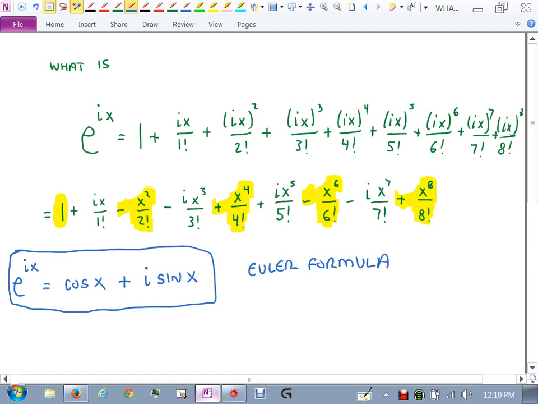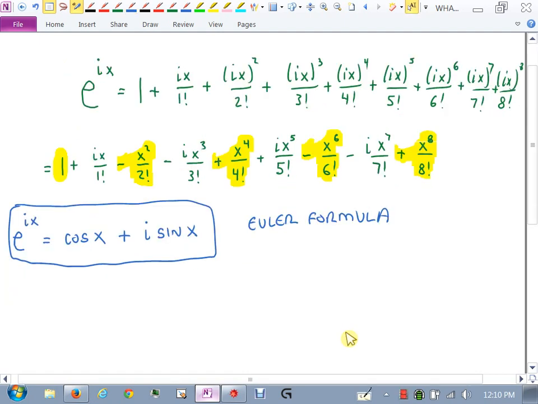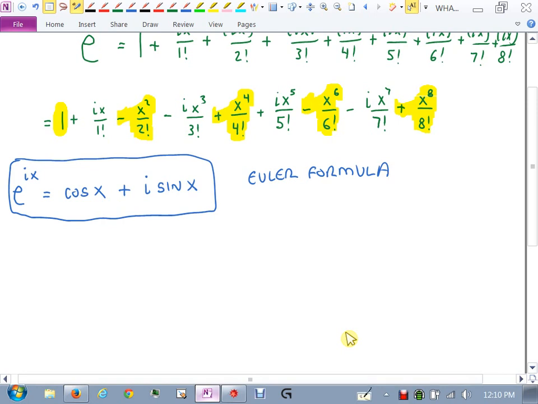In fact, let's try some things. What if x is 0? If x is 0, what does this Euler's formula tell us? e to the i times 0 must be what? Cosine 0 plus i times sine of 0. Well, what's e to the i times 0? i times 0 should be 0. What's e to the 0? 1. And then over here, what's cosine of 0? 1. And what's sine of 0? 0. So that checks, right? That appears to work.